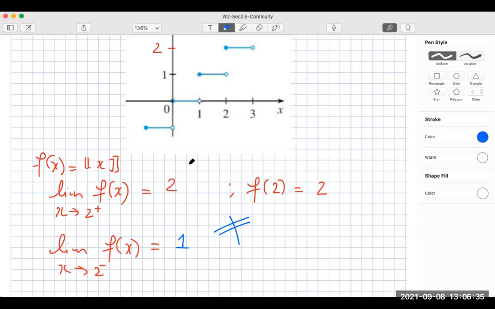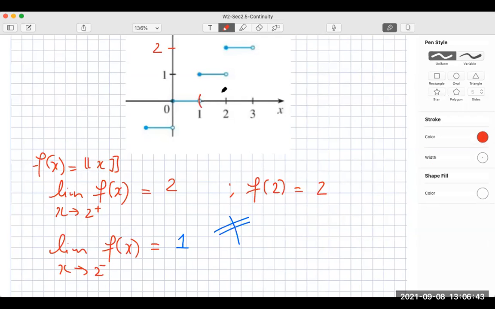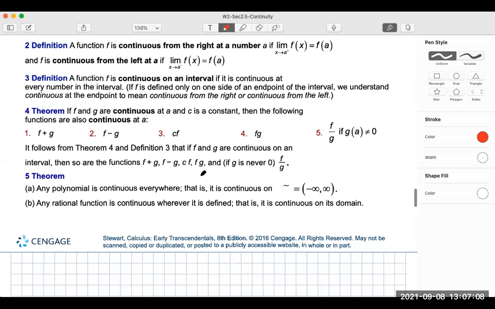Then, another concept. Look at this interval from 1 to 2. We say that it is continuous in this interval if it is continuous at any point in this interval. Just a new concept. Okay? Very good. Good job. Then let us play with this example.